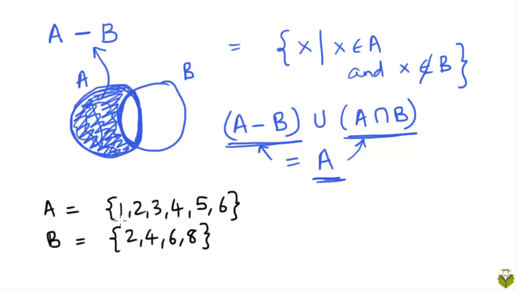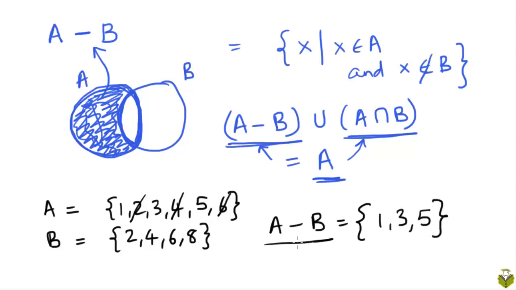Now suppose A is the set of natural numbers 1, 2, 3, 4, 5, 6 and B is the set 2, 4, 6, 8. The set A minus B will be the set of elements that lie in A but which don't lie in B. So when we subtract B from A, we have to remove from A all those elements which lie in B. Now 2 belongs to A, so we'll have to subtract it out. 4 belongs to A, so we'll have to subtract it out. 6 belongs to A, we'll have to subtract it out. 8 does not belong to A, so we don't need to do anything for it. The elements that are left, 1, 3 and 5, will lie in the set corresponding to the difference of A and B.